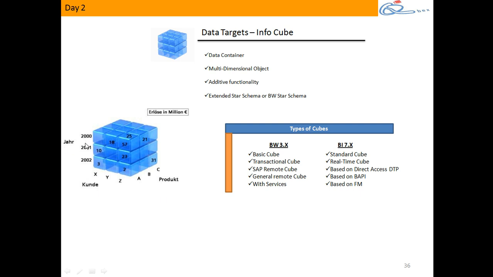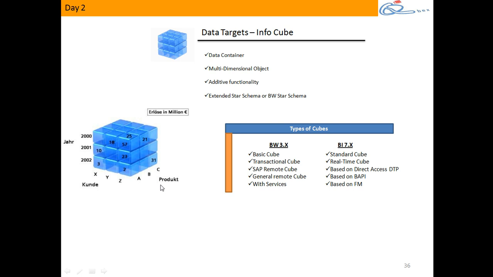Jahr means it is year. So you understand this block is for 2000, the second block is for 2001 and the third block is 2002, this way. Okay. And try to understand this way. Kunde means customer, in German. Now look at this block like this. This block is for customer X, this is for Y, and this is for Z. And look at it from this angle. Now look at these blocks separated, so you'll have A block, B block, and C block.